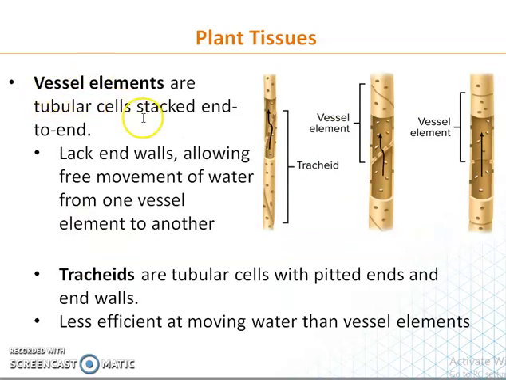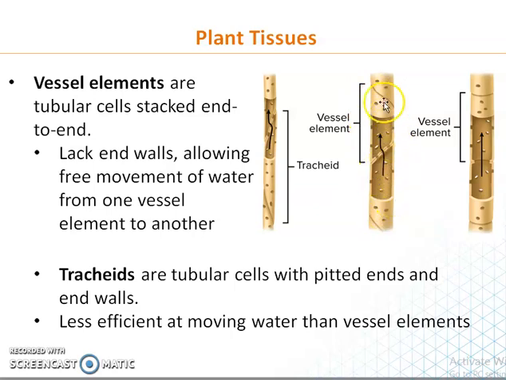The vascular tissue, or the xylem, is made of two structures. One of them is called vessel elements. The second is tracheids. Vessel elements are tubular cells stacked end to end. See? Tubular cells stacked end to end. Do you see here? This is what we call a vessel element.